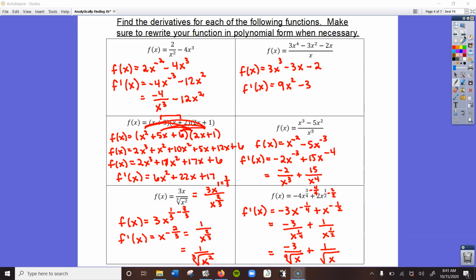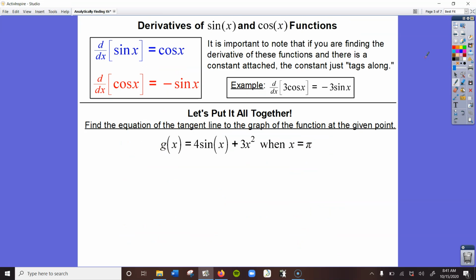Now we're ready to have a look at some other derivatives. Of course, in this class, we will be doing derivatives of trigonometric functions. So I'm going to introduce at least the 2 basic trig functions, which are sine and cosine. Now the derivative of sine is cosine, and the derivative of cosine is negative sine. Now if you have a constant in front of your trig function, think of that constant as like a tag along. It just kind of hangs out with your function.